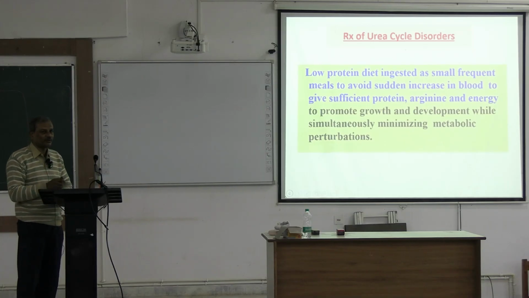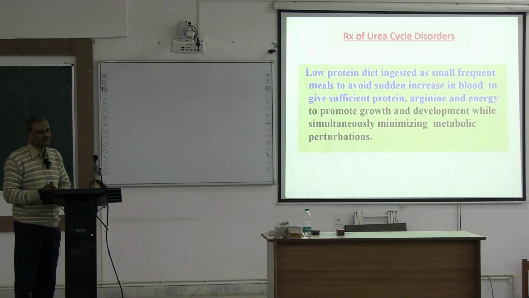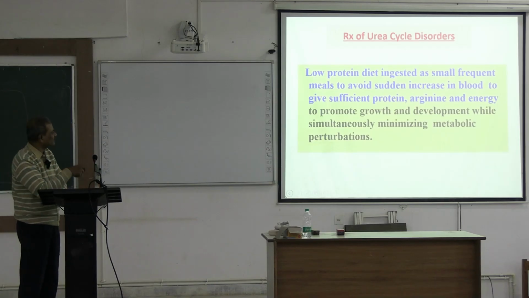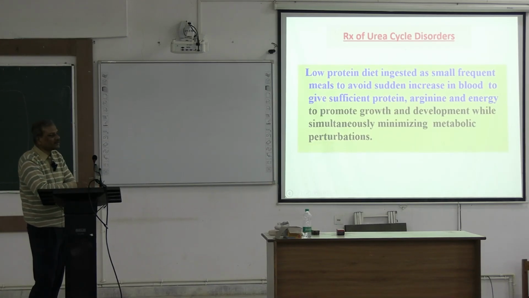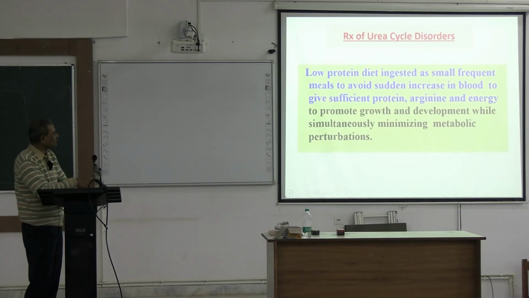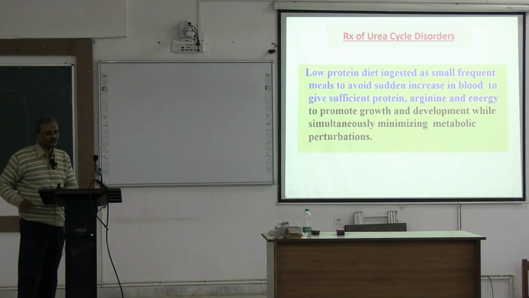So, here, low protein diet. Normally the baby takes the milk from the mother's breast. Now, that amount has to be restricted. You have to take the baby off the breast, so that only a small amount of protein is allowed at a time, so that the small amount of ammonia will be there, so there will be less ammonia intoxication. That is the only thing you can do, and arginine and energy need to be given orally also by some means to promote growth and development. The basic purpose is to avoid metabolic consequences of this thing.